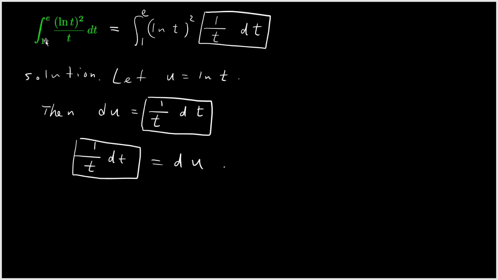Now in the given integral, the lower limit of 1 and the upper limit of e are values of t. So we need to convert the t values of 1 and e to the corresponding u values. The t value of 1 corresponds to a u value of natural log of 1, which is 0, using the relation between u and t in the substitution. And then the t value of e, the upper limit, corresponds to a u value of natural log of e, which is 1.